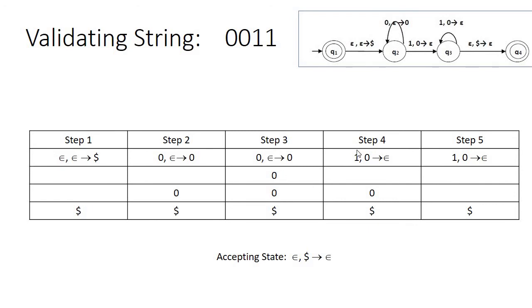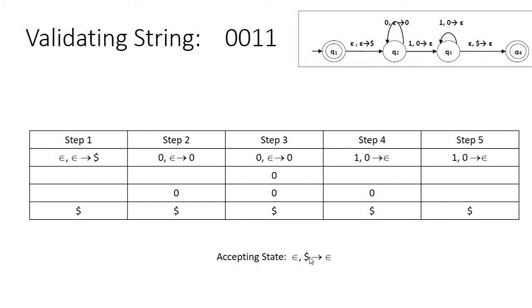Step 4, we are reading 1, so we jump from Q2 to Q3. Whenever we are reading 1, we are popping out 0. So the 0 from the top has been removed by this particular transition, and the next one removes the second 0 from the stack. So the stack contains the dollar on the top.